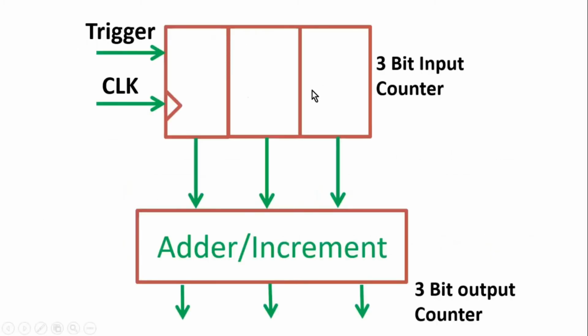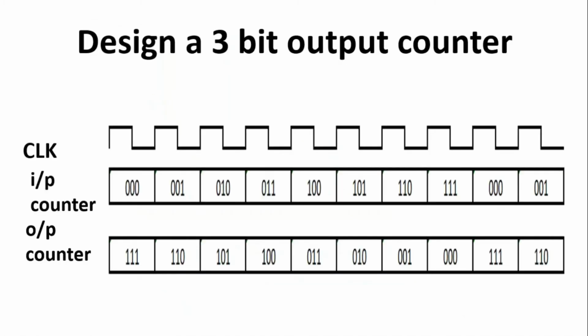This is an input 3-bit counter. I already told you that it can be a free running counter, or in this particular case, I have considered this input trigger signal. Whenever there is a pulse on this trigger signal, it increments its value. Now, in its solution, you simply need to put an incrementer or adder, which will increment its input by 1, and this will be your final 3-bit output counter. Let us move to your next question.